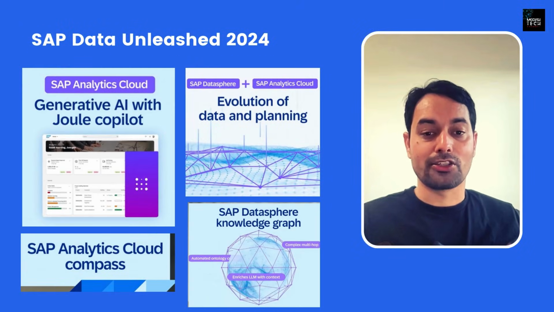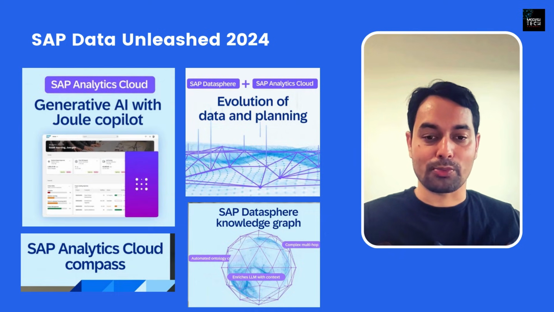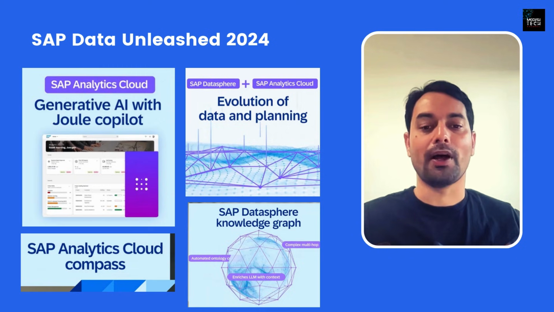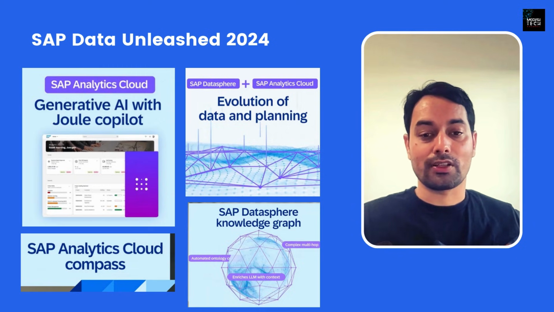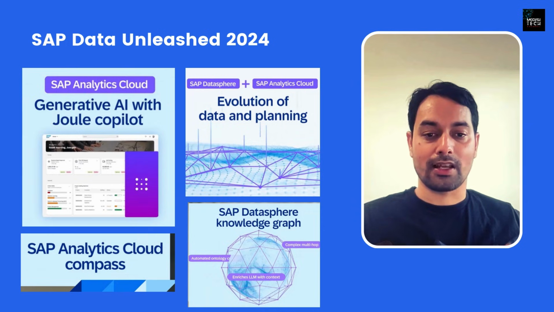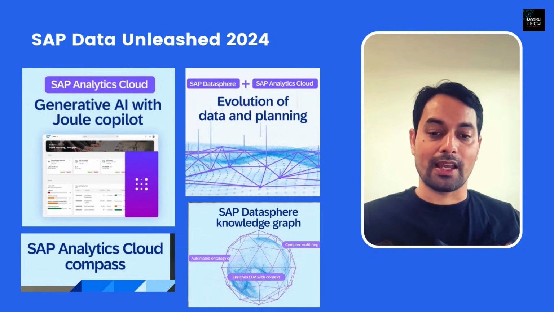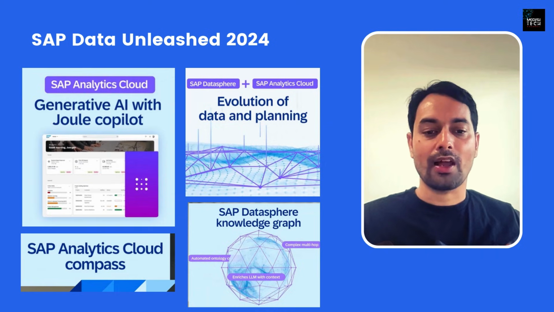SAP Data Unleashed 2024, which happened recently, had four important announcements. And all four of these announcements are having a big impact on the data analytics pillar. The first one, generative AI copilot Joule, is now integrated in SAP Analytics Cloud. It's coming. It's not generally available, but this is coming. The second one, SAP Analytics Cloud and SAP DataSphere are now tightly linked. The third one is SAP Analytics Cloud Compass. And the fourth one is the introduction of the knowledge graph in SAP DataSphere.